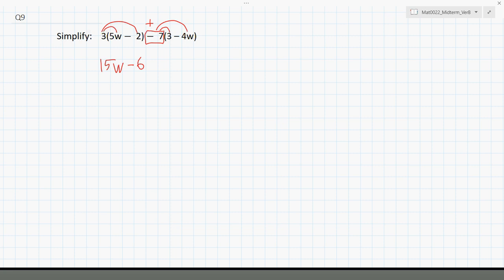Yep, so the first part will be negative 7 times 3, which will make a negative 21. And then negative 7 times negative 4w. Negative times negative will be positive, and it'll be plus 28w.